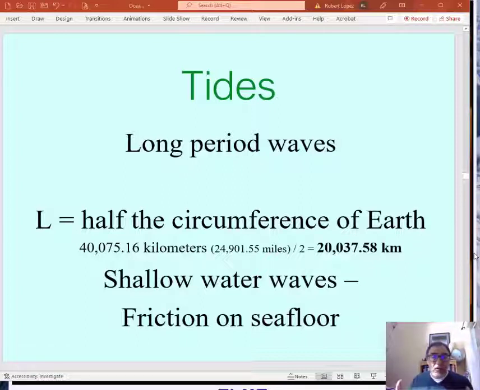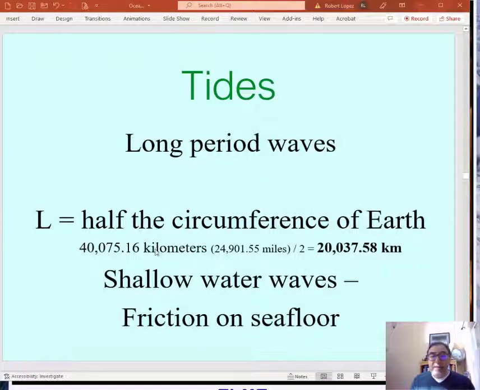Because their wavelength is so long, right? In this case, the wavelength is about 20,000 kilometers, half the circumference of Earth, right? Earth is about 40,000 kilometers. Then that would mean that the ocean would have to be deeper than 10,000 kilometers in order for it to be a deep water wave, right?